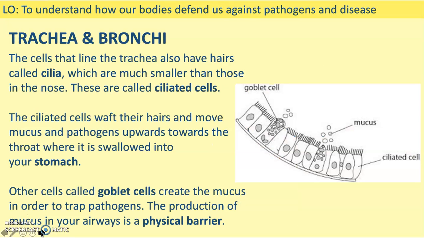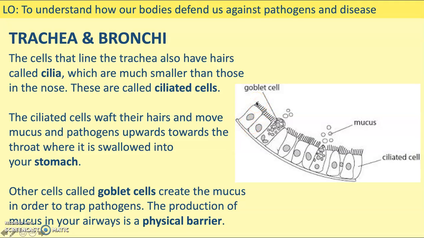In our trachea, which is our windpipe, and our bronchi, the cells that line the trachea have hairs too, called cilia. They're much smaller than the hairs in the nose. The cells that have cilia we call ciliated cells, and you can see them here in this diagram. So this one's a ciliated cell here. You can see the cilia.